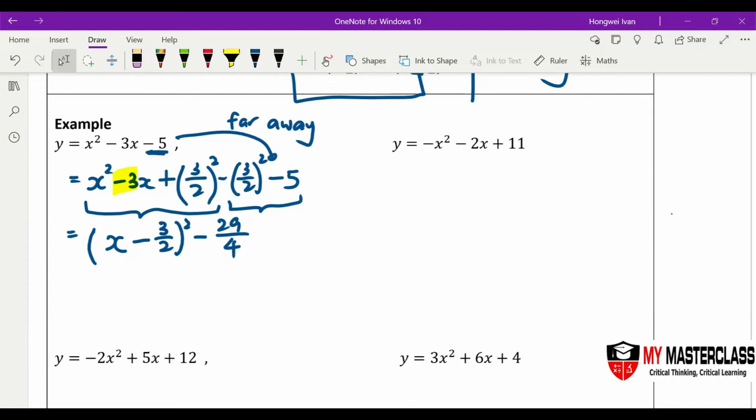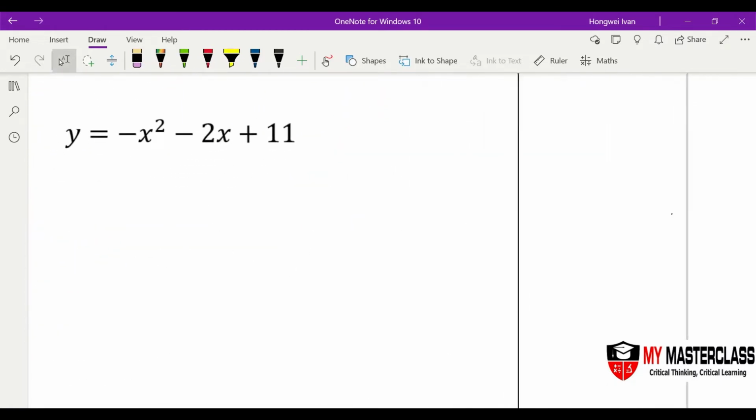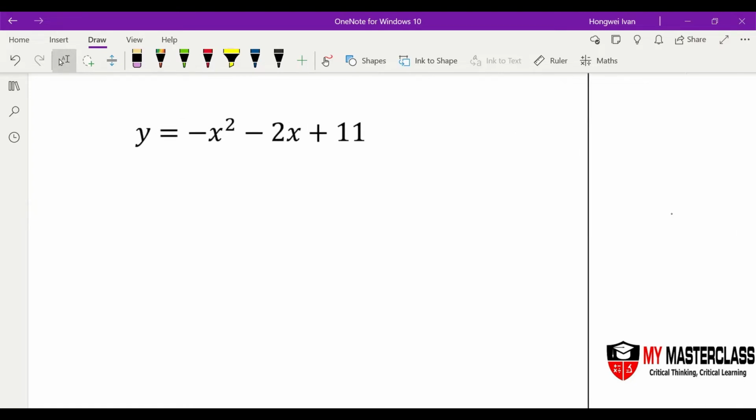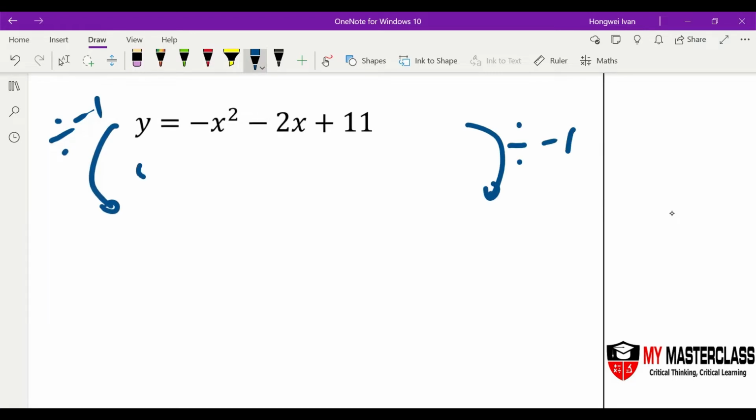Now, what happens if this is not an x squared? Mr. Ivan said, must start with x squared, but if this is not x squared, then how? We divide away or multiply away sometimes, okay? So, can you see there's a negative? I divide by negative 1, okay? Write down here, divide by negative 1. So this is y over negative 1 equals to, if everybody divided by negative 1, it becomes x squared plus 2x minus 11.